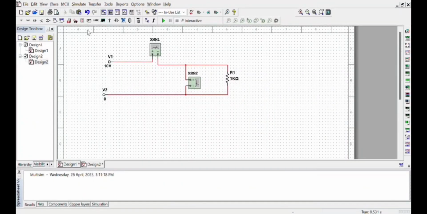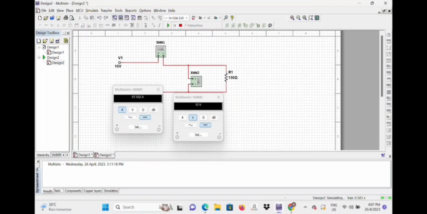For activity 4, this is the voltage supply, which is 10 volt, and also we have the ammeter and voltmeter, and also we have RL, which is 150 ohm, 300 ohm, and also 1k ohm. So first we change the RL, we take 150 ohm. So we run, we get 67.502 ampere, and also the voltmeter 10 volt.